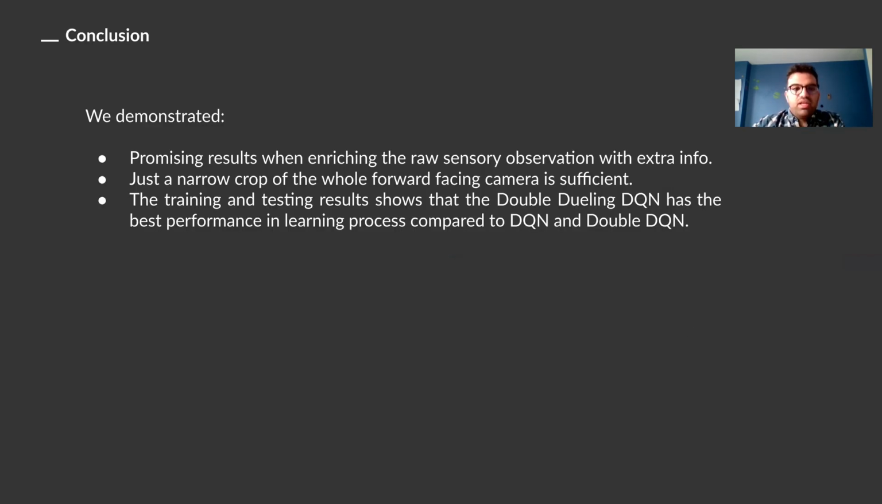Our project demonstrated a promising result when enriching the raw sensory observation with some extra information. I'm talking about that tracking bar, whose information is obtained from the perception module. And we showed that just a narrow crop of the whole forward-facing camera is sufficient, and it causes faster training than feeding the whole image. And our training and testing results show that the double dueling DQN has a better performance in comparison with DQN and double DQN.